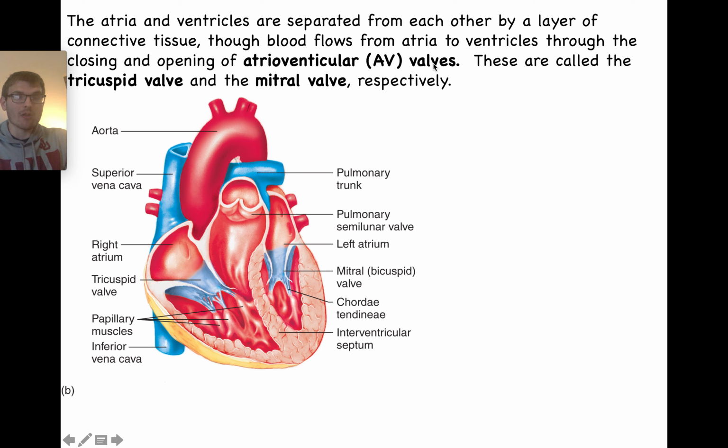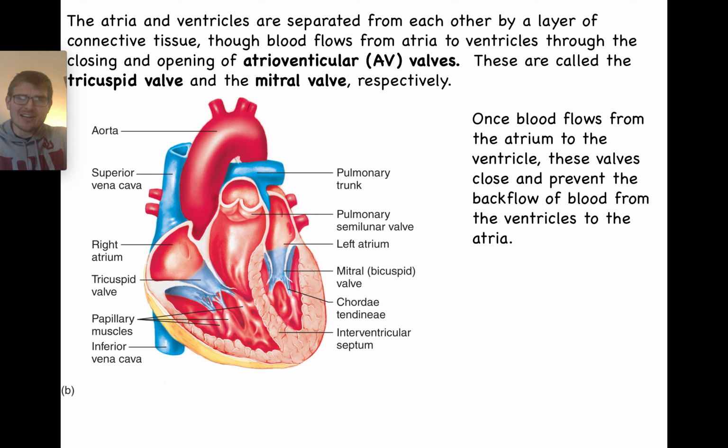You have one on the right side of the heart, and you have one on the left side of the heart. The one that separates the right atrium from the right ventricle is called the tricuspid valve. The one on the left side of the heart that separates the left atrium from the left ventricle is called the mitral or bicuspid valve. You can hear it called either one. For the sake of consistency, I'm only going to call it the mitral valve.